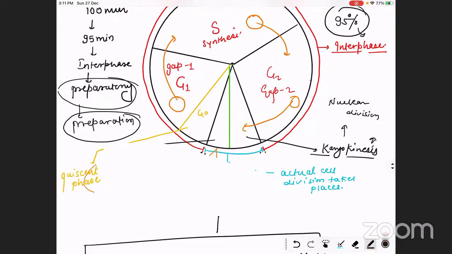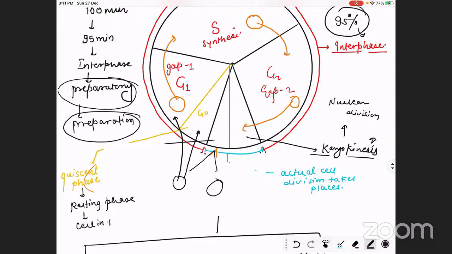This cell has two. Okay, we have two cells. If this cell enters into the G0 phase, then it will again go into S, then G2, and then M phase, and then again it will divide. If the cell enters into the G0 phase, then it will not divide. The cell which is present in the G0 phase will not divide. That's why it is known as the quiescent phase or resting phase. Resting phase.